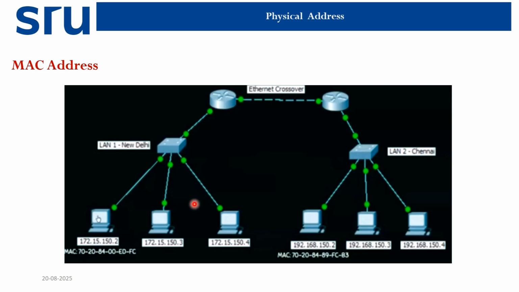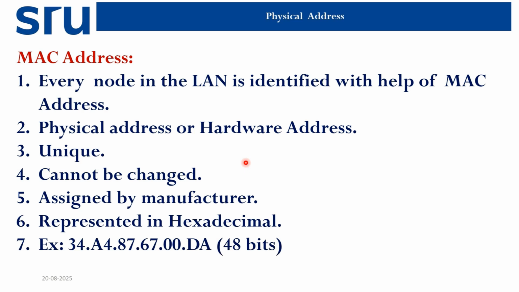The IP address is a logical address which we can change, but the MAC address we cannot change, and it will be unique throughout the world. So if you have a computer, that computer's MAC address will not be given to any other computer in the world, and at the same time the MAC address cannot be changed. Every node in a local area network is identified with the help of the MAC address. The MAC address is also known as a physical address or hardware address. These are unique and cannot be changed.